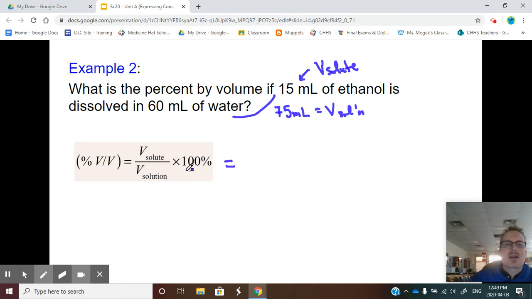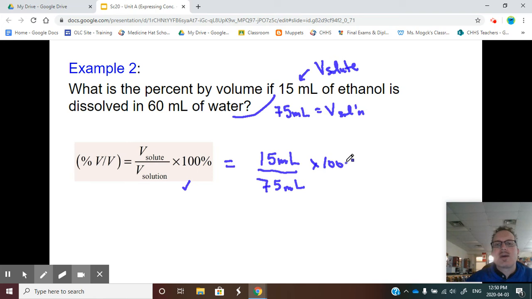Again, you get 1 mark for copying down the formula. We're going to get another mark for substituting in. So we're going to put 15 milliliters on top. That's my solute. We're going to put 75 milliliters on the bottom. That's my total solution. And then we have to remember to times by 100%. I'm going to type this in my calculator, 15 divided by 75, enter, times 100, and we're going to get 20% by volume. Okay, I'm going to clear that.